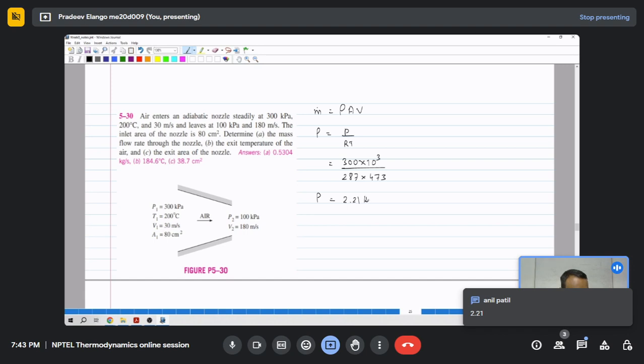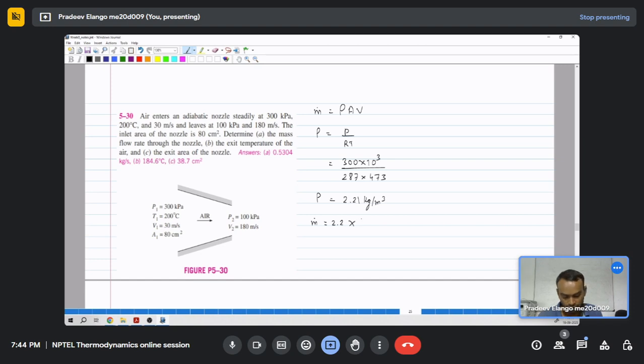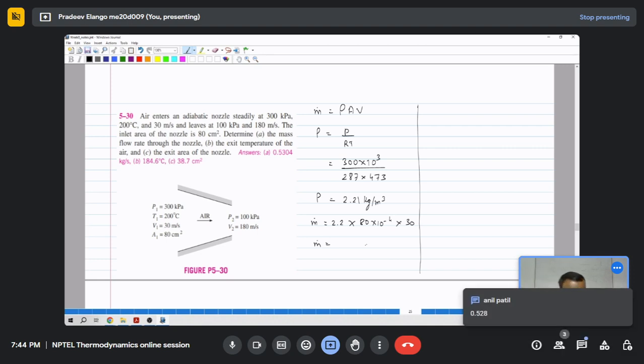0.21 kilogram per meter cube. So now m dot is 2.21 into area, which is 80 centimeter square, that is 80 into 10 power minus 4 to write it in meter square, and velocity is 30. Can you calculate the mass flow rate? It is 0.528 kilogram per second.